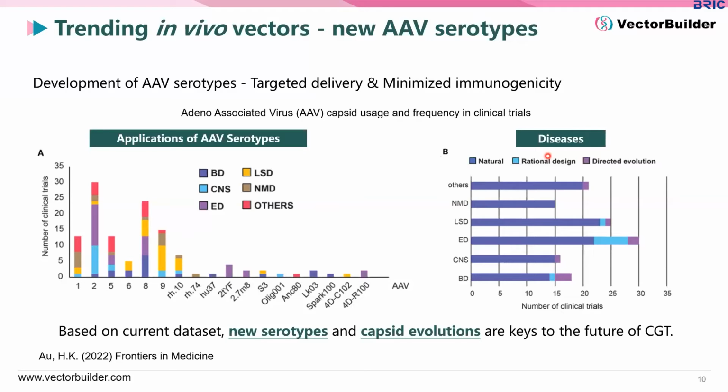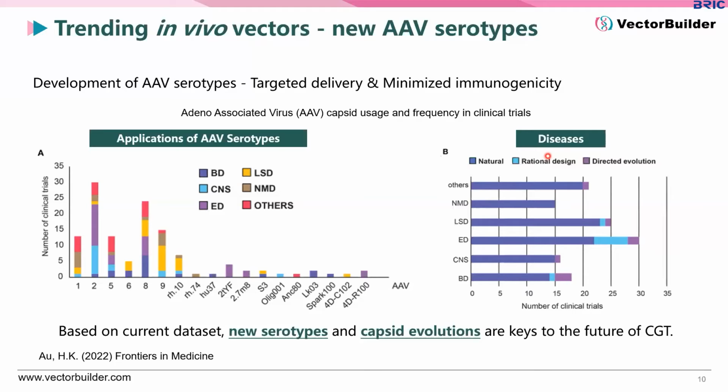So that's why this is the trend for in vivo vectors, the new AAV serotypes. We want to minimize immunogenicity. We want to have much better, higher specific targeted delivery. Here is a literature that I'm citing that analyzes the usage of different AAV capsids and their frequency in global clinical trials. Of course, AAV serotypes are being used across many diverse areas of disease, rare disease particularly. And we are seeing that, for example, AAV2, one of the oldest, early discovered species of AAV, was used heavily in early clinical trials. But of course, we are seeing a lot more new serotypes.